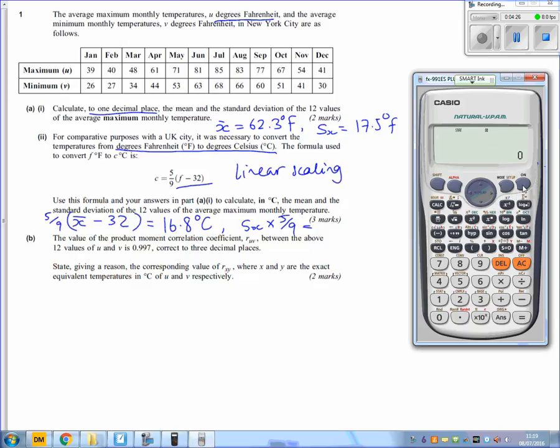So go back to our calculator. So standard deviation was 17.5, and I'm multiplying that by 5 over 9. So my answer should be 9.7. I'm just giving that to one decimal place.